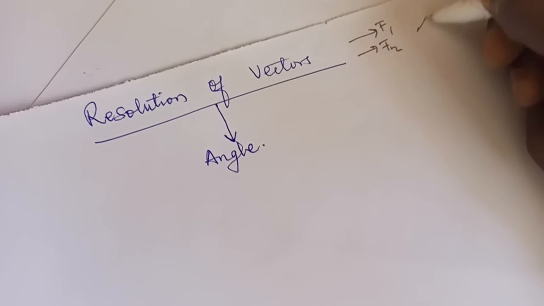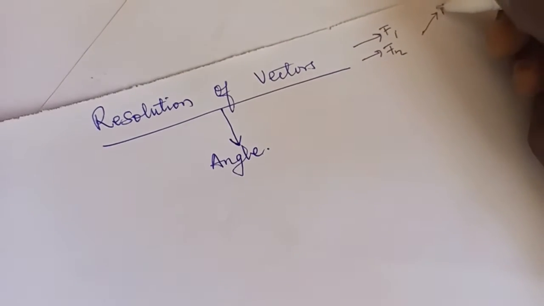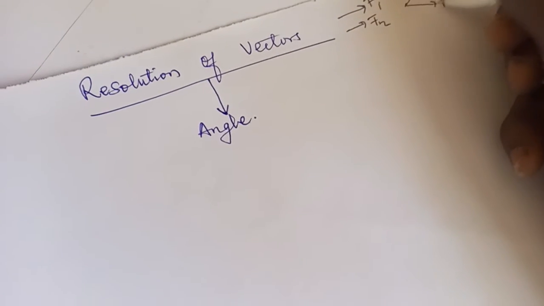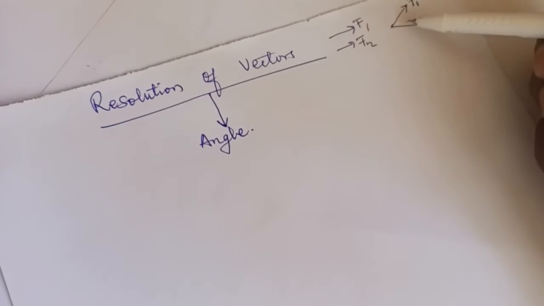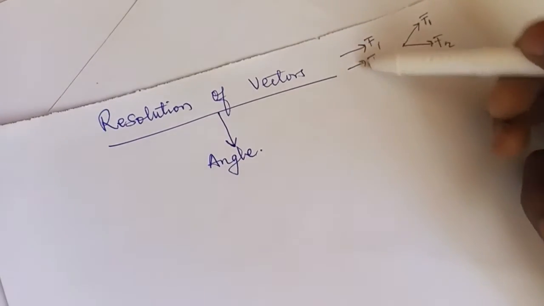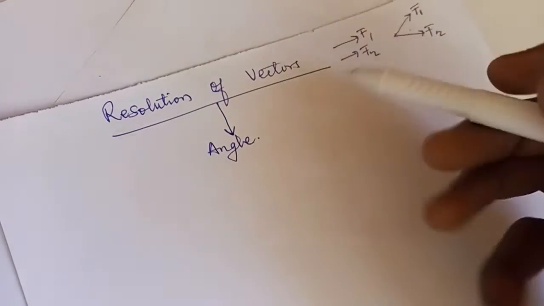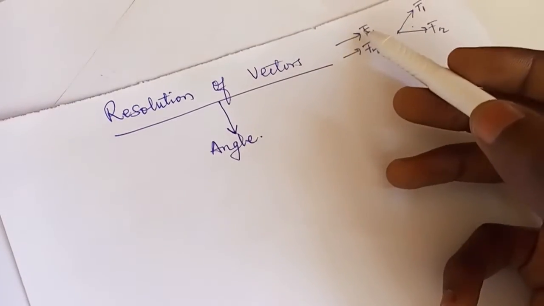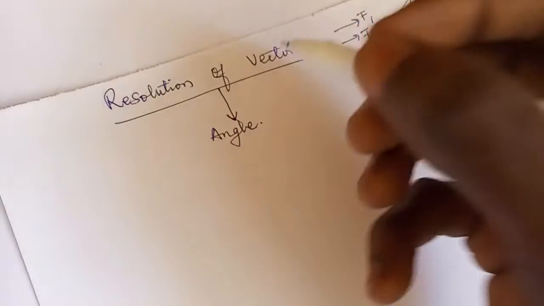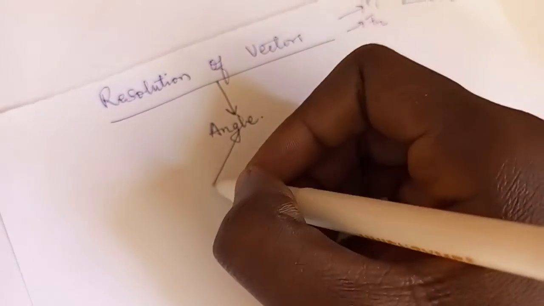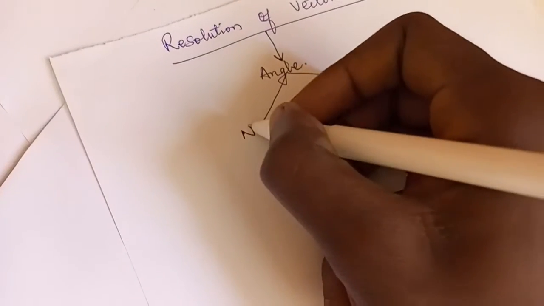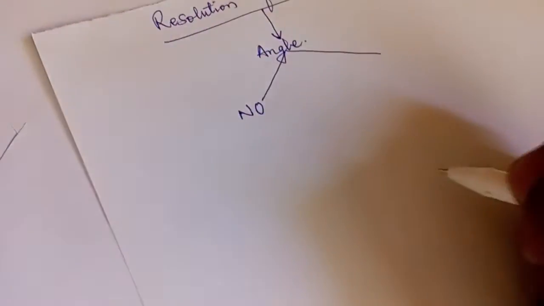Then we can have another example, where this is vector 1, F1 again, and this is vector 2, F2. So you see these two vectors make an angle with each other. This one does not make an angle. So you check whether the vectors made an angle with each other. This is divided into two. If they do not make an angle with each other, that is no.